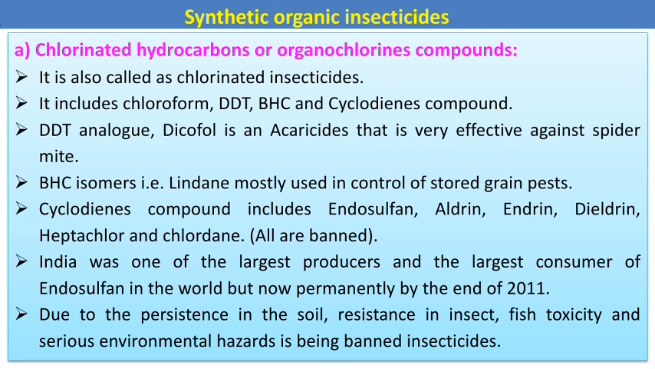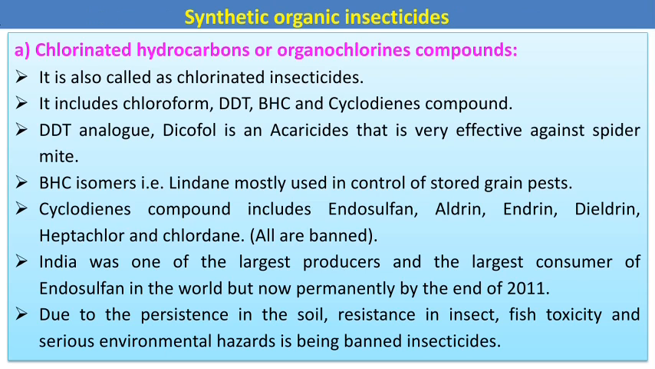the synthetic pyrethroids. The first one is organochlorine or chlorinated hydrocarbon. It includes DDT, BHC, and cyclodiene compounds. The DDT analog, that is dicofol, is an acaricide that is very effective against spiders and mites. Then BHC, that is benzene hexachloride. In that, lindane is mostly used in control. Lindane is nothing but one of the major isomers of BHC, and it controls store grain pests. Then next is cyclodiene compounds.